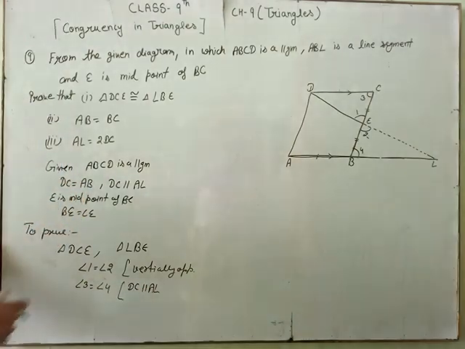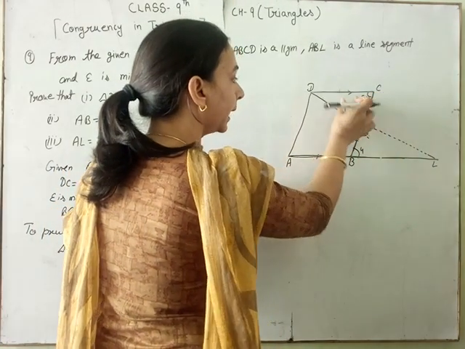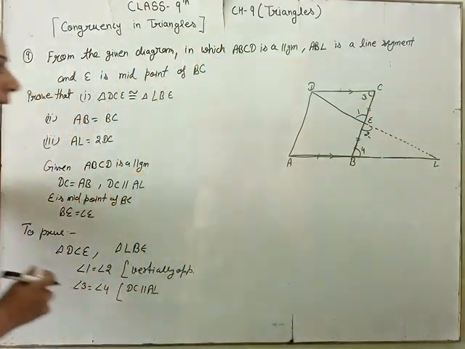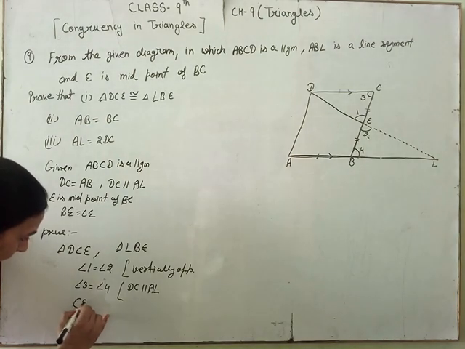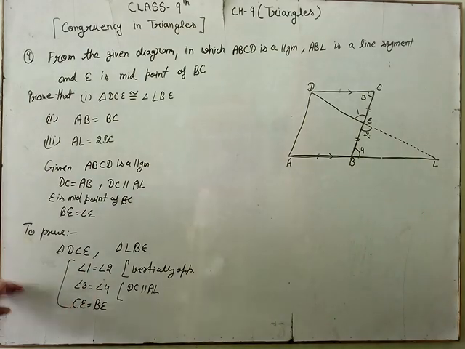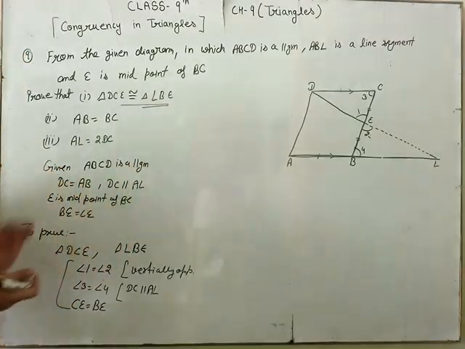Then for the third, this side in this triangle and this side of this triangle are both equal according to the midpoint. Then we write CE equal to BE. The three parts are complete, so these two triangles are congruent. The first part is complete.